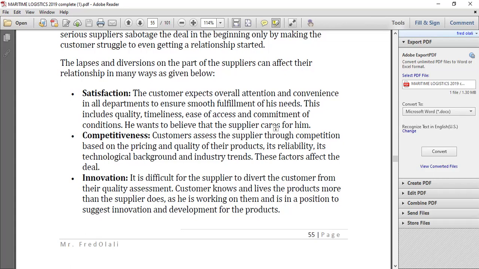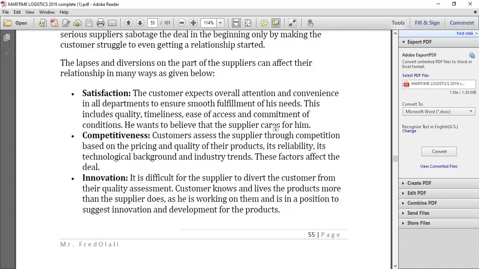Then innovation, as I talked about. It is difficult for suppliers to divert their customers from their quality assessment. Customers know and live with their product more than the supplier does. As a supplier, you are just like a chain. You move this product. You may not know much about it, but remember, the customer who is going to buy it from you is going to live with this product. And since he lives with the product, he will know it better than you, the supplier. For you, your role is just to connect the chain.